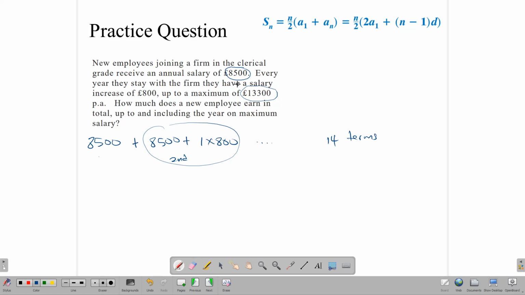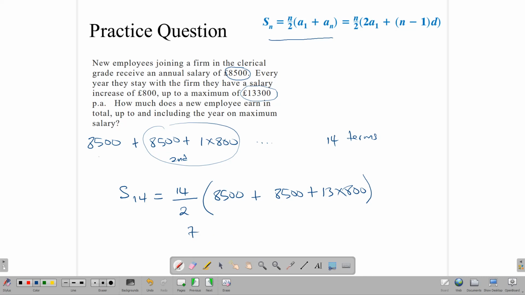So we know the first term, we know the last term, and we know what the number of terms is. So we can use this one. So S14 again is going to be equal to 14 over 2 times the first term, which is 8,500, plus the last term, which is 8,500 plus 13 times 800. And that simplifies down to 7 times 2 times 8,500 plus 13 times 800. And when we multiply this out, what we end up getting is 191,800. Take a moment and plug that into your calculator and make sure that it works.